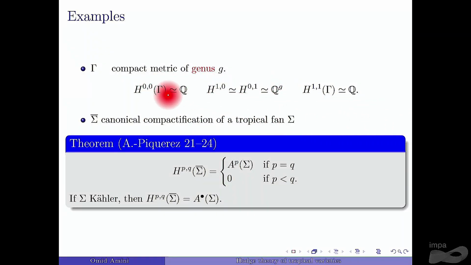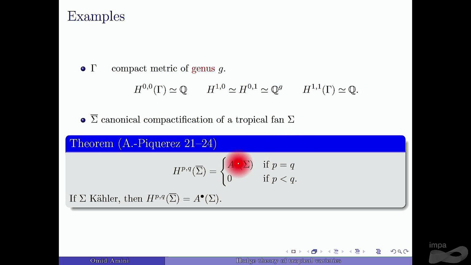So if you replace Q by C, what you see is exactly a shadow of a Riemann surface of genus G. Okay? So in this sense, this metric graph with this atlas of charts that I defined is the first example of Kähler tropical varieties of dimension 1. These are basically Kähler tropical varieties of dimension 1.